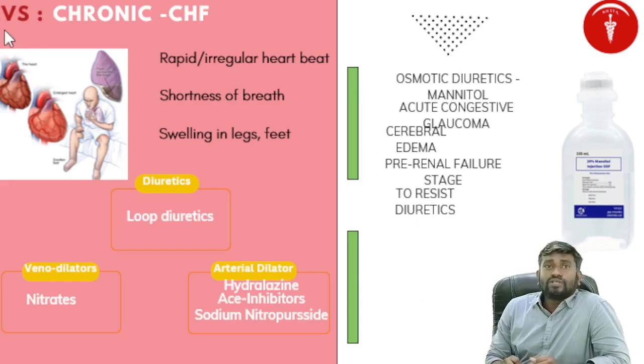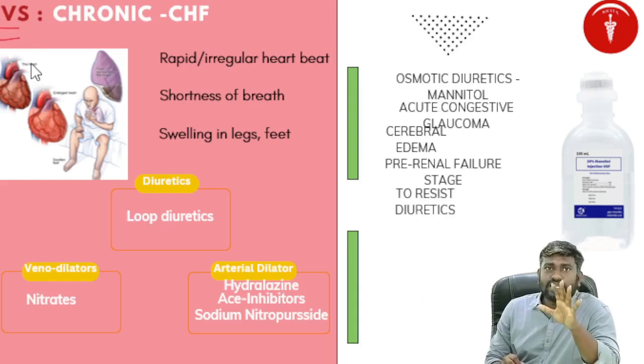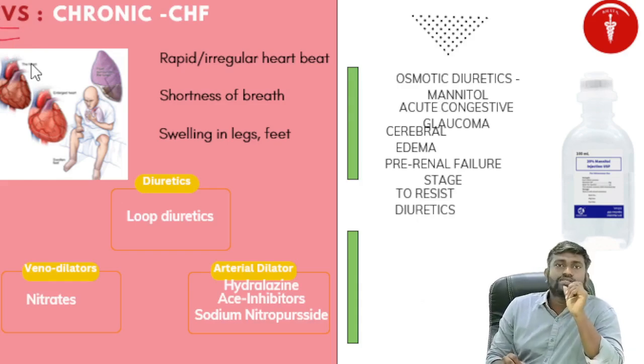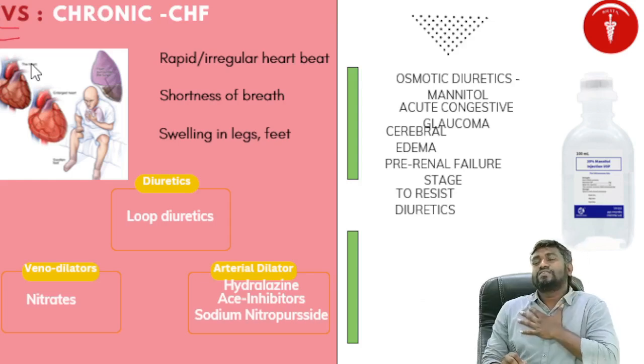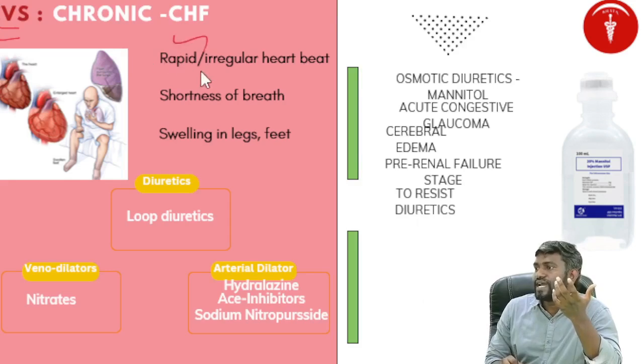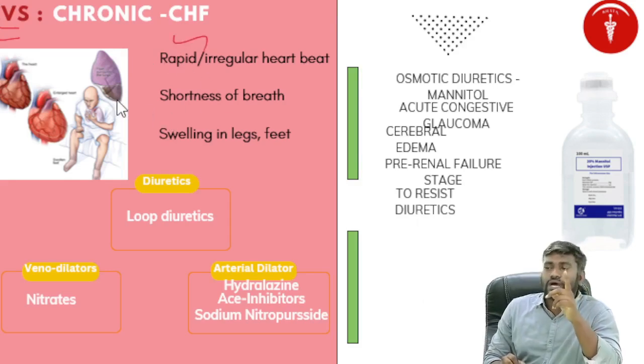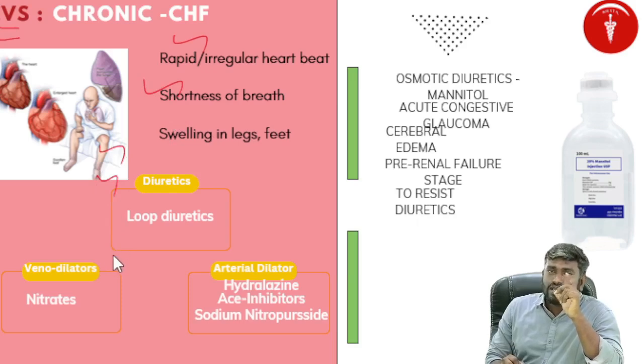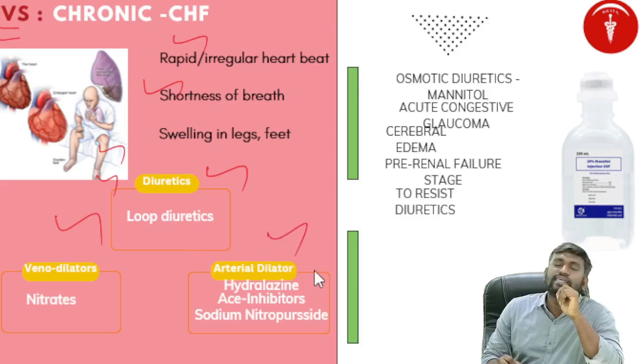Now let's move on to the serious topics. In serious, chronic congestive heart failure has been asked in the exam previously. Let's concentrate on it. What is congestive heart failure, sir? It is when the patient presenting to you would have rapid or irregular heart rates. There could be shortness of breath, swelling of the legs, and also swelling of the feet. We are going to give diuretics, venodilators or arterial dilators.